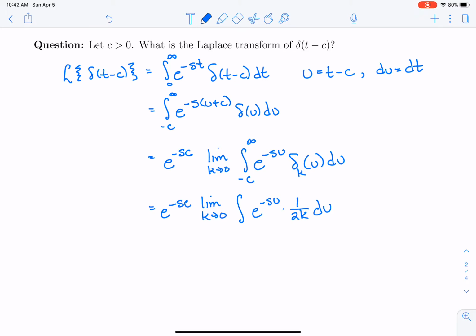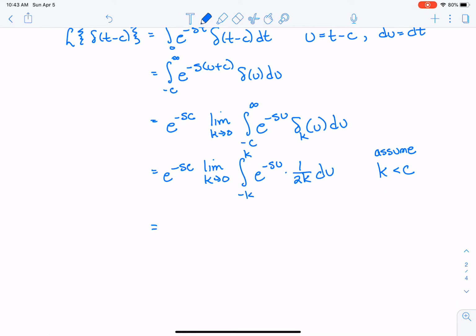But now I need to integrate over where the delta function is not 0. The delta function is not 0 between minus k and k. What I need to do is make k small enough, less than c, so that I'm just integrating between minus k and k. So here we're going to assume that k is less than c. We can do that because we're taking the limit as k goes to 0, so we can make k as small as we want. Now I just have the integral from minus k to k. All that's left to do is that integral.